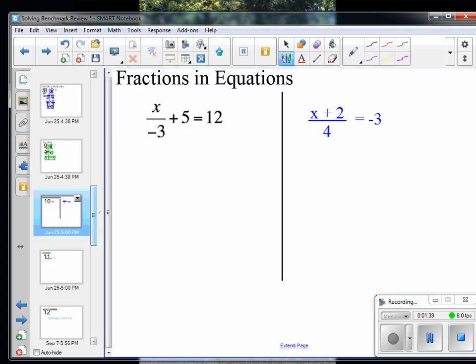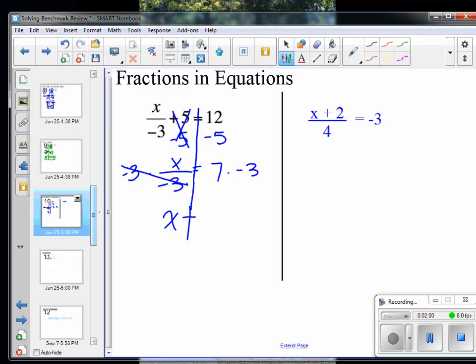So this first one, x over negative 3 plus 5 equals 12, you want to get rid of the add, subtract first. That cancels, so I'm left with x over negative 3 equals 12 minus 5 is 7. And then now I get rid of this division. The opposite of division is to multiply by negative 3. Those cancel out. Your final answer is x equals negative 21.